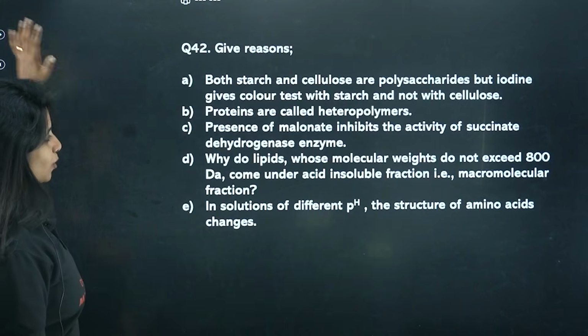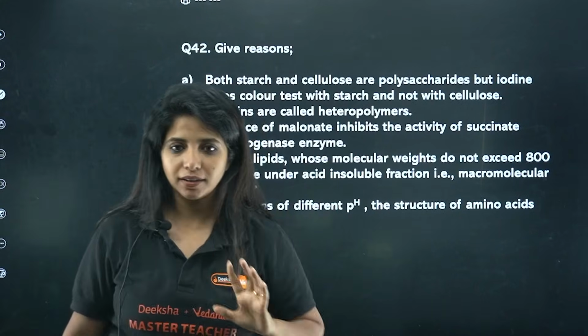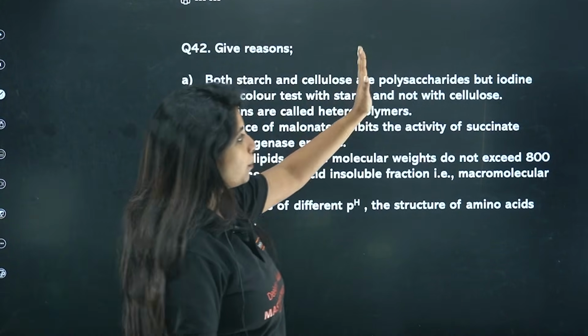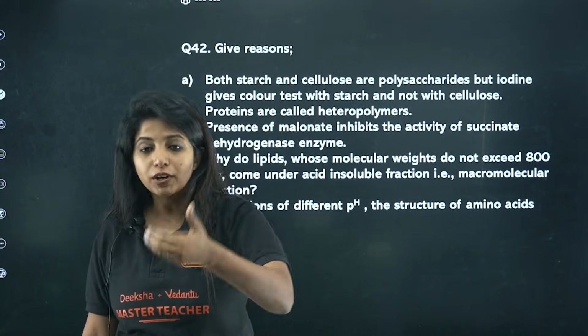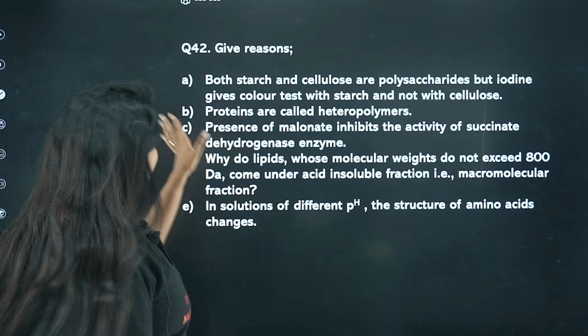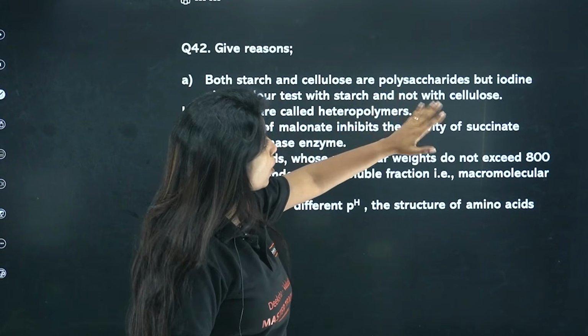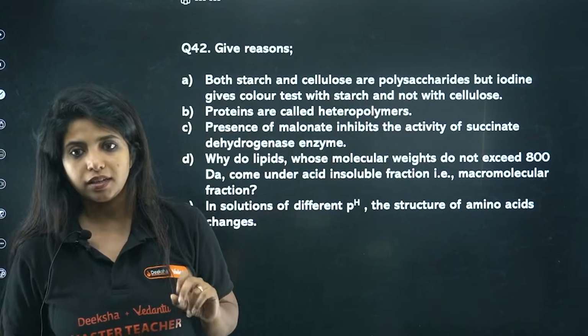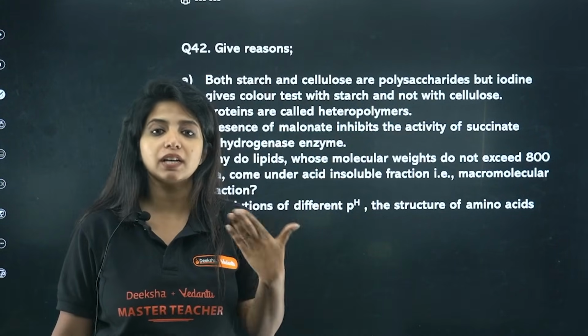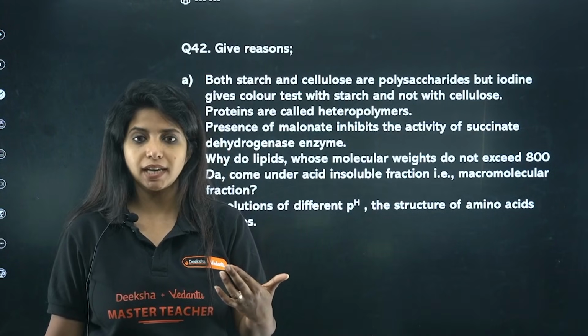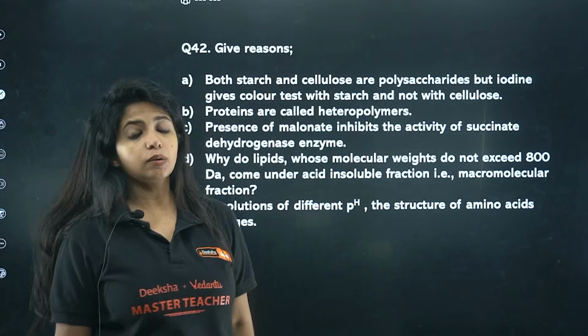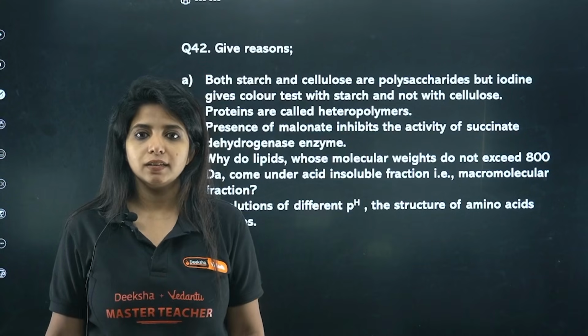Now, the next group of 5-marker questions, and you just have to attempt one. Both starch and cellulose are polysaccharides. That means they are made up of multiple sugars. They are polysaccharides, but iodine gives a color test with starch and not with cellulose. When iodine is put on starch, it turns bluish black, is what I remember. But when you treat it with cellulose, it is not like that. Why is that?